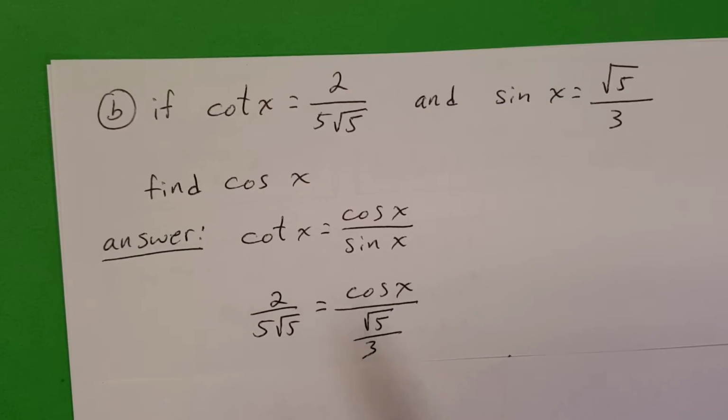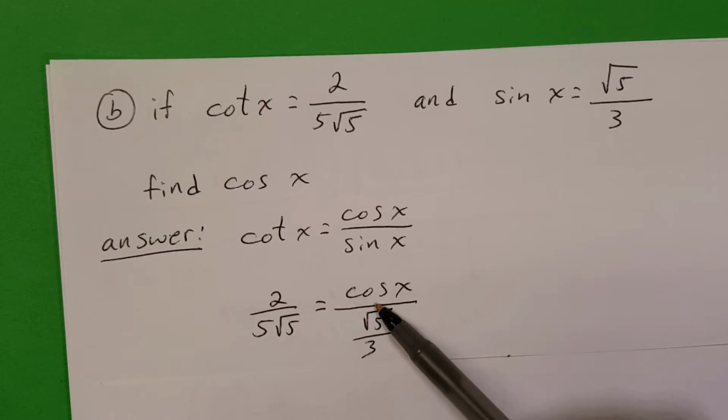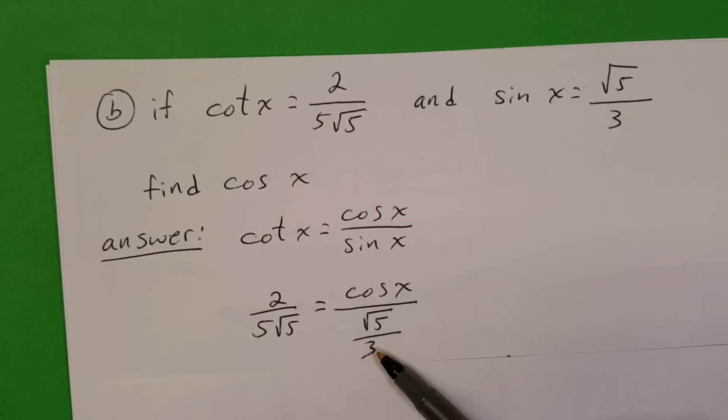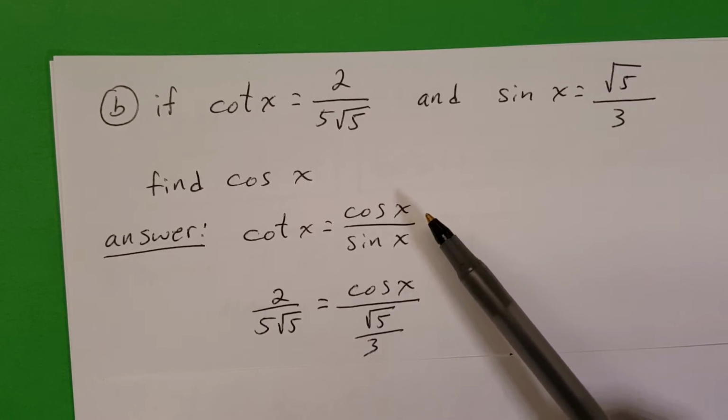Right? Cotangent is 2 over 5 square root of 5. I don't know cosine x. I'm looking for that. And sine x, right? Sine x is square root of 5 over 3. Where did I get this? This was an identity that everybody knows. And now you do too.